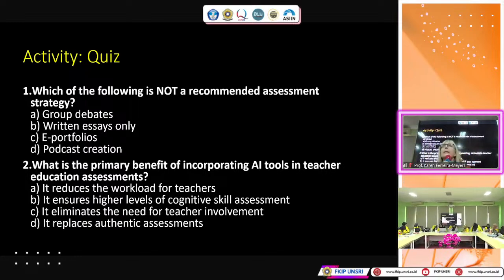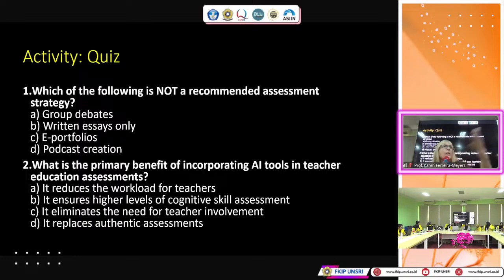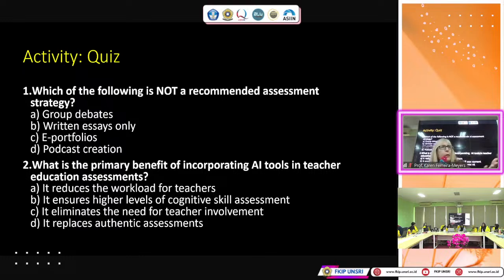The other things are a group debate. Yeah, you will sit with your colleagues in any work situation. You will have to discuss and to argue and to make sure that your voice is heard and to put your arguments forth. Okay? Same with the e-portfolios. Documenting what you can do is important. Podcast creation means you can use technology. Okay, let's look at the second one.